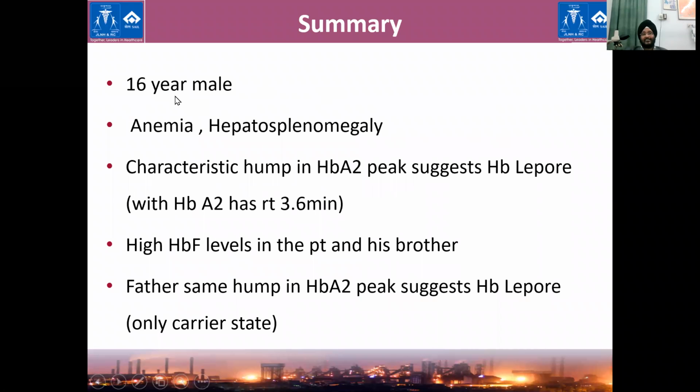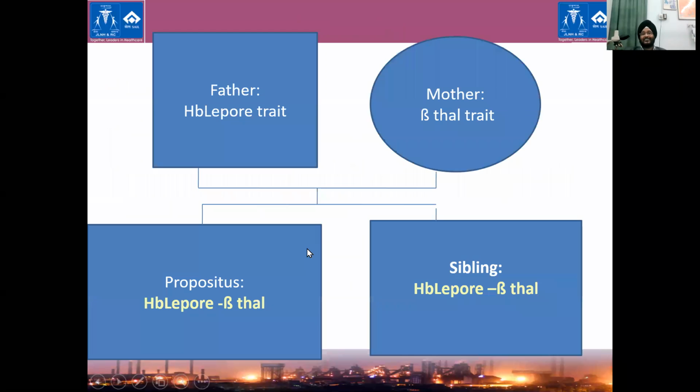So to summarize this case, it's a 16-year-old male with anemia and hepatosplenomegaly, with a characteristic hump in the A2 peak, suggestive of HB Lepore. HbF is high in this patient and his brother. Importantly, the father has the same A2 peak, suggestive of HB Lepore, but only in a carrier state. But why is this patient symptomatic? Because the mother is also beta thalassemia trait, and so they are now in a compound heterozygous state and presenting as a beta thalassemia intermediate, requiring transfusions on and off.